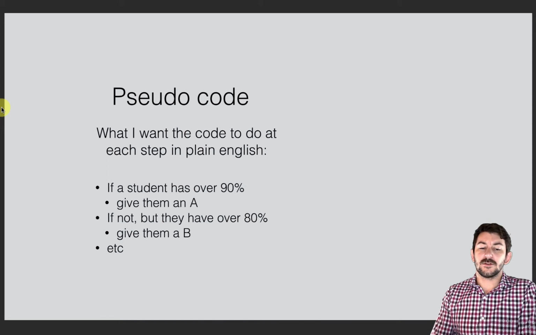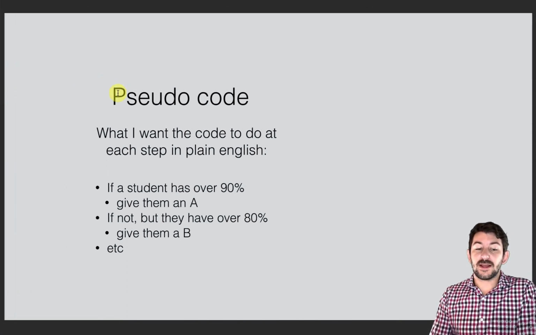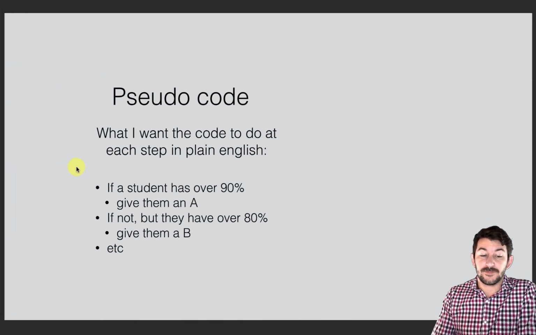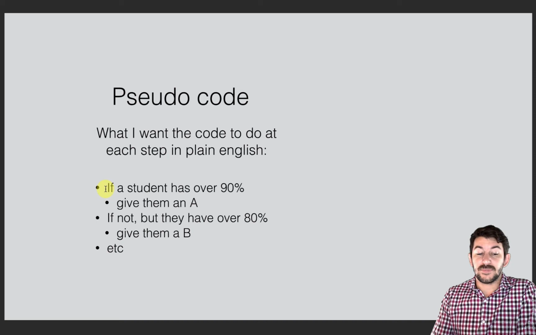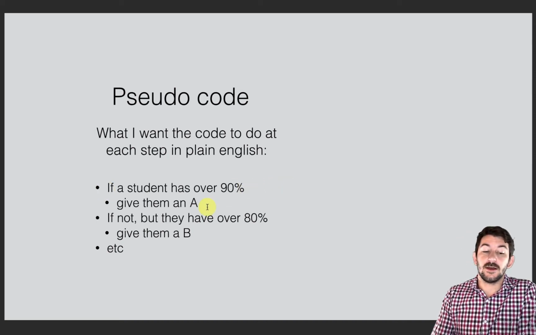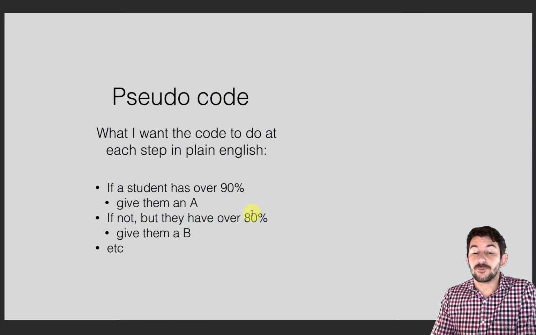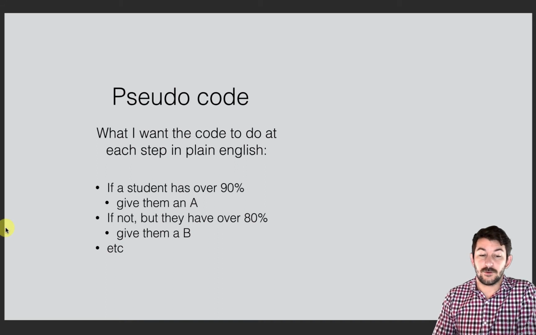And so if I were to write pseudocode, which is writing each step of my command in plain English, well, this is what I would really be trying to do. I want a script that will look at grades and say, if a student has over 90%, it's like a condition statement, give them an A. If not, but they have over 80%, give them a B. That kind of sounds like an if-else statement, right? Etc. Continue on down the grades.